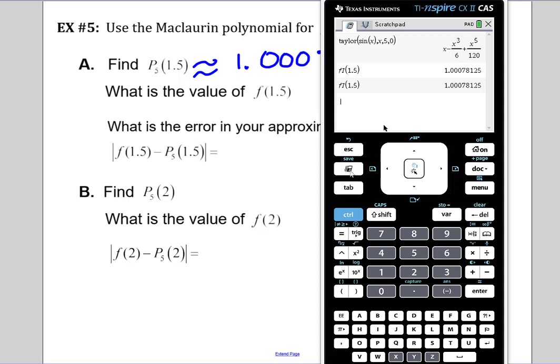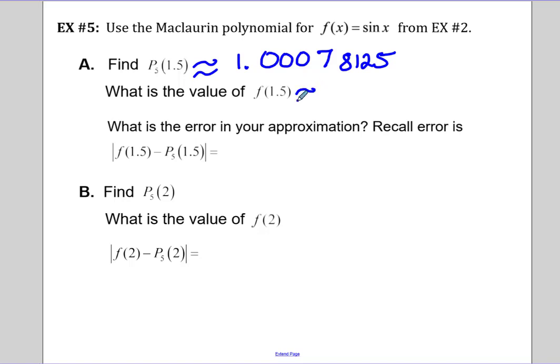And what's the value of the f of 1.5? So the function value, that would have been the second function, which is the sine function. And the value at 1.5 is this number, 0.997494. So it's really close.